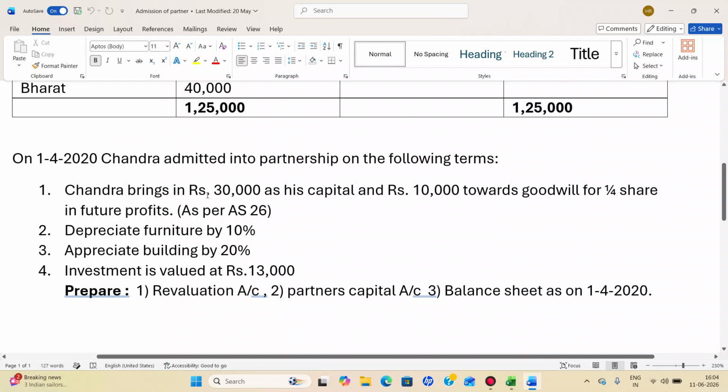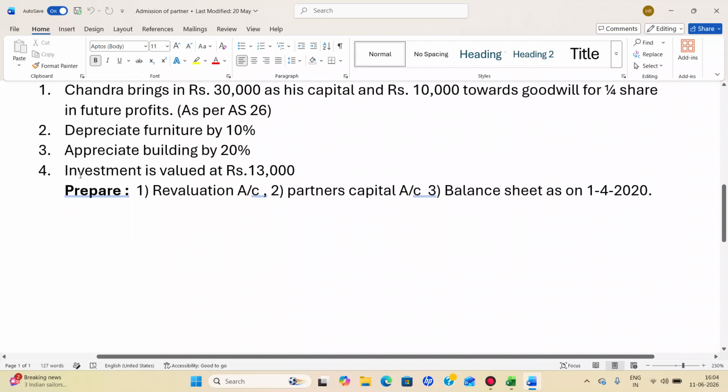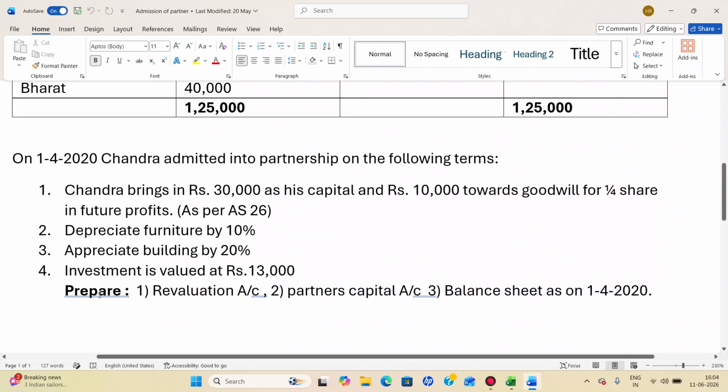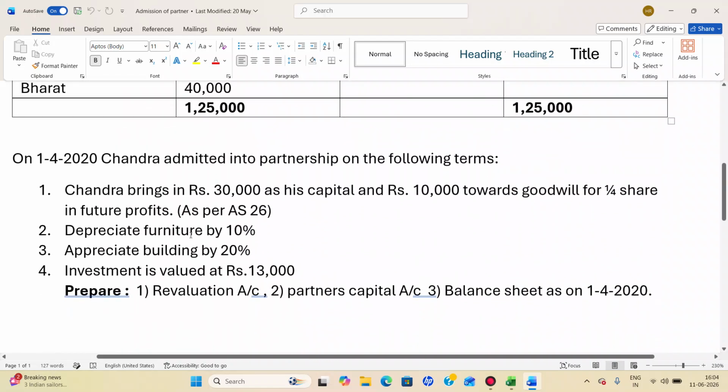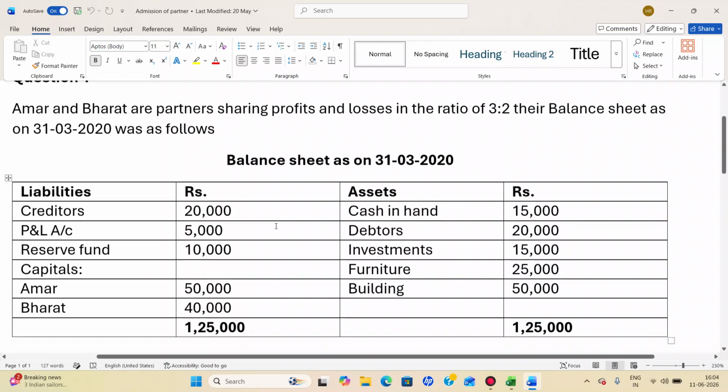Chandra brings in rupees 30,000 as his capital and 10,000 towards goodwill for one-fourth share in future profit as per Accounting Standard 26. Here, depreciation on furniture by 10% and appreciation on building by 20%. Investment is valued at rupees 13,000. We can say depreciation on furniture by 10%. First we have to calculate the revaluation account. Here, depreciation is 10% of furniture. What is the furniture amount?